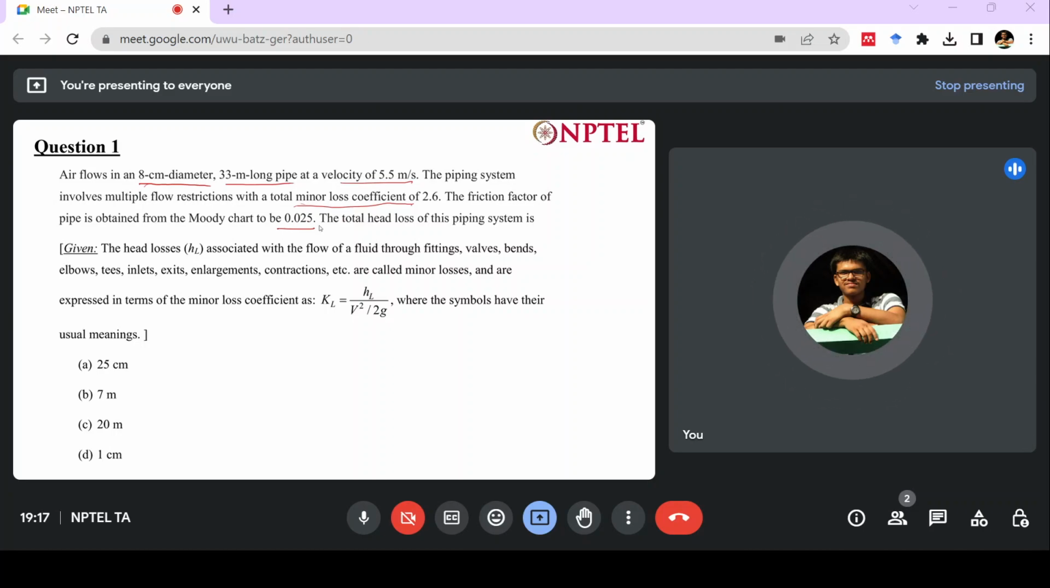Let's first understand what is going on. We are given a geometry: air flows in a pipe which has 8 centimeter diameter and 33 meter length. So it's a pipe like this, and air is flowing inside of this. The velocity of the air given here is 5.5 meters per second. So the dimensions of this are given.